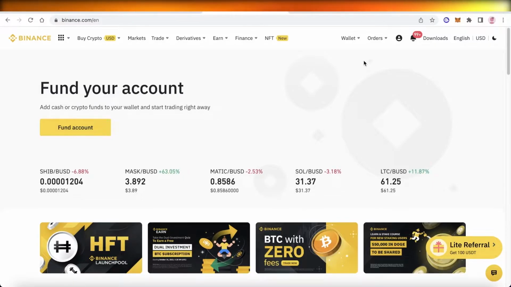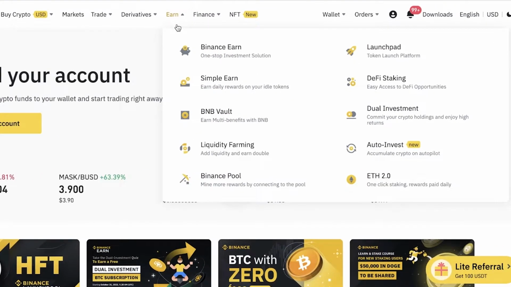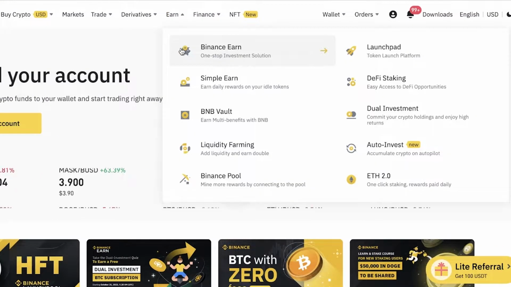Now, if you don't have a Binance account, all you need to do is go ahead and sign up with your email address. And once you have signed up with your email address, you will have to do identity verification and then you can begin trading on Binance.